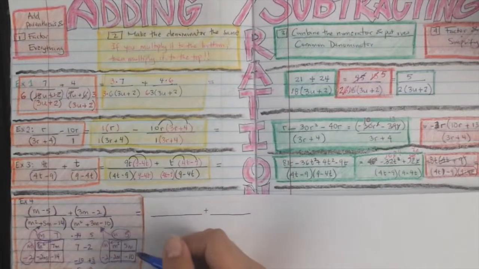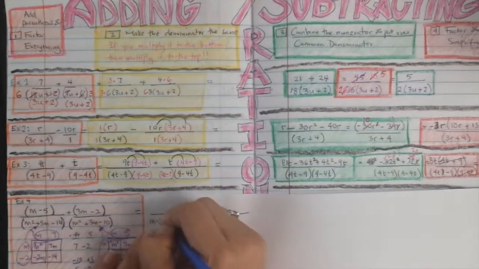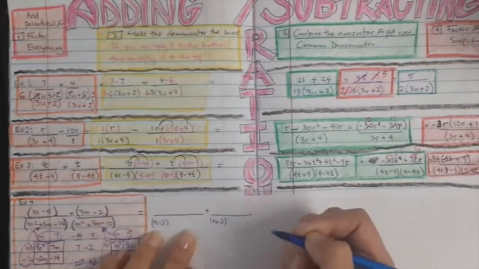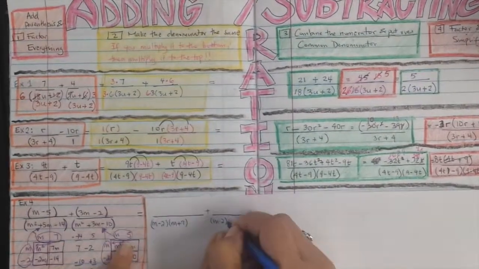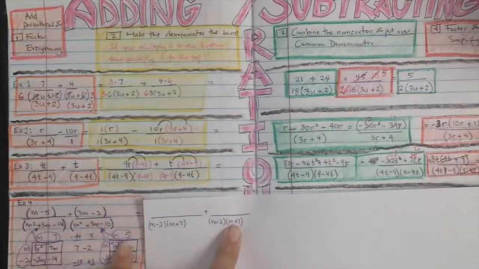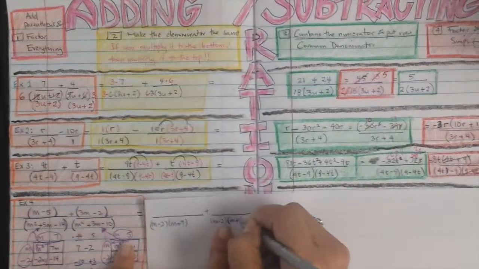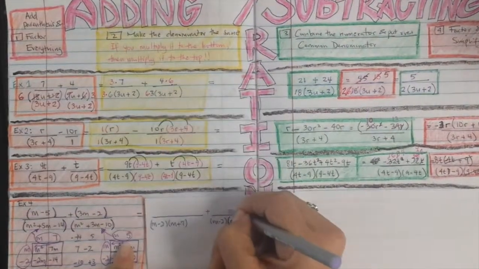Alright, so we're going to make the denominators the same. Right now we have m minus 2 on the first one. We already have m minus 2 on the second one as well. On the first one we have m plus 7. So now we need to make m plus 7 on the second one. Remember, if I multiply to the bottom, I'm going to multiply it to the top as well.